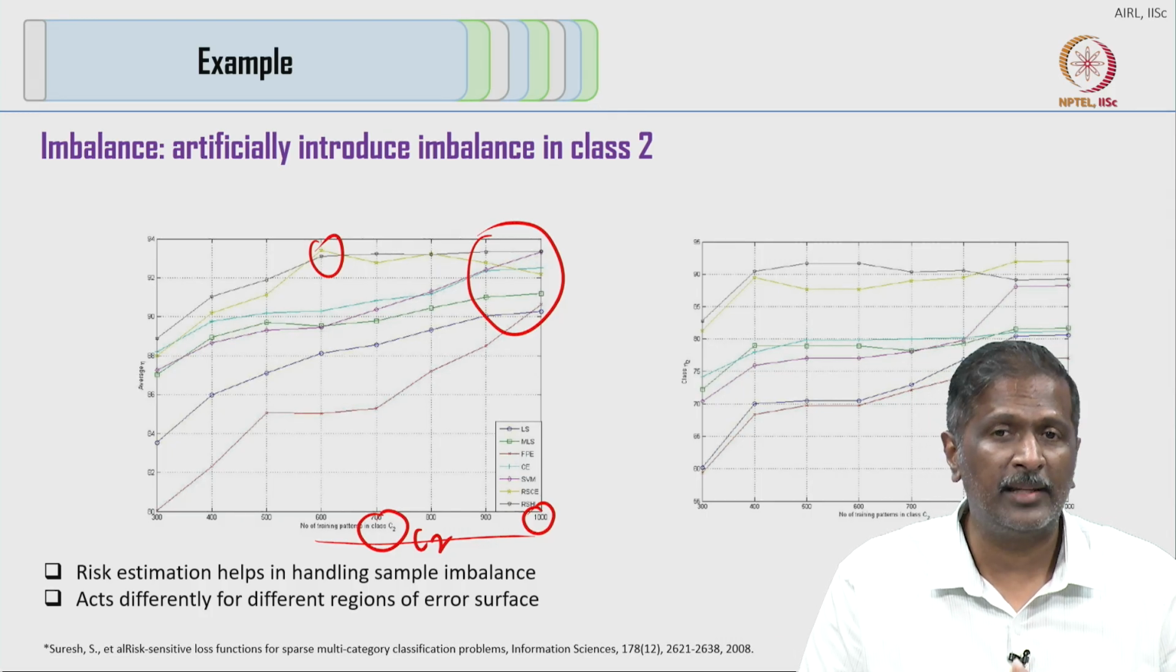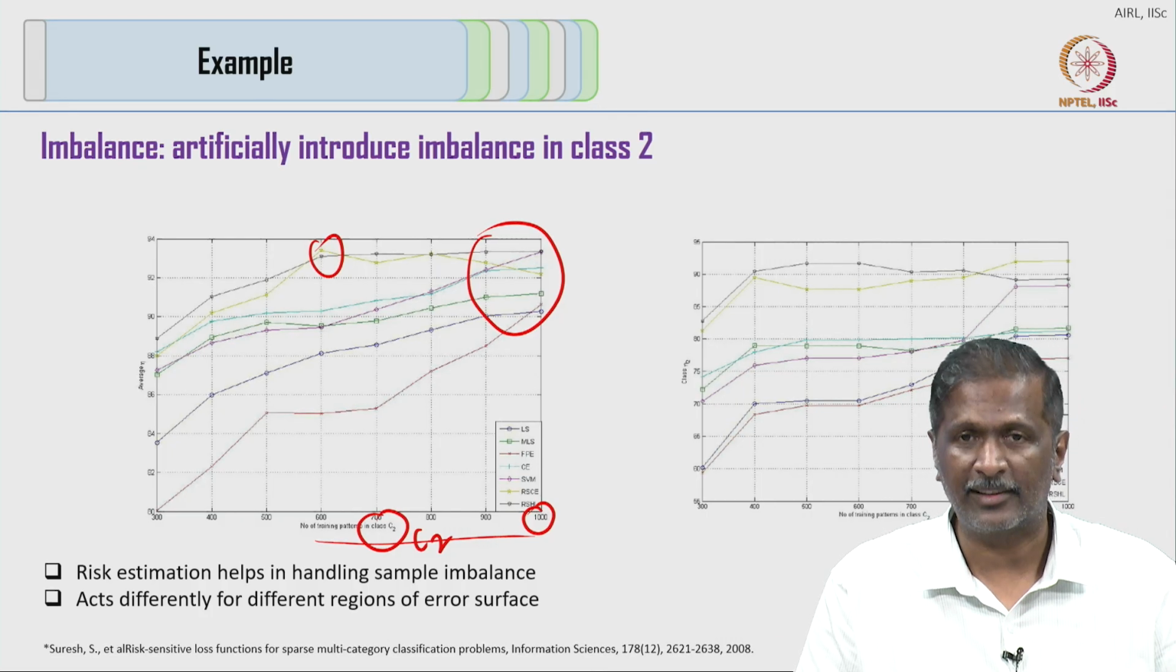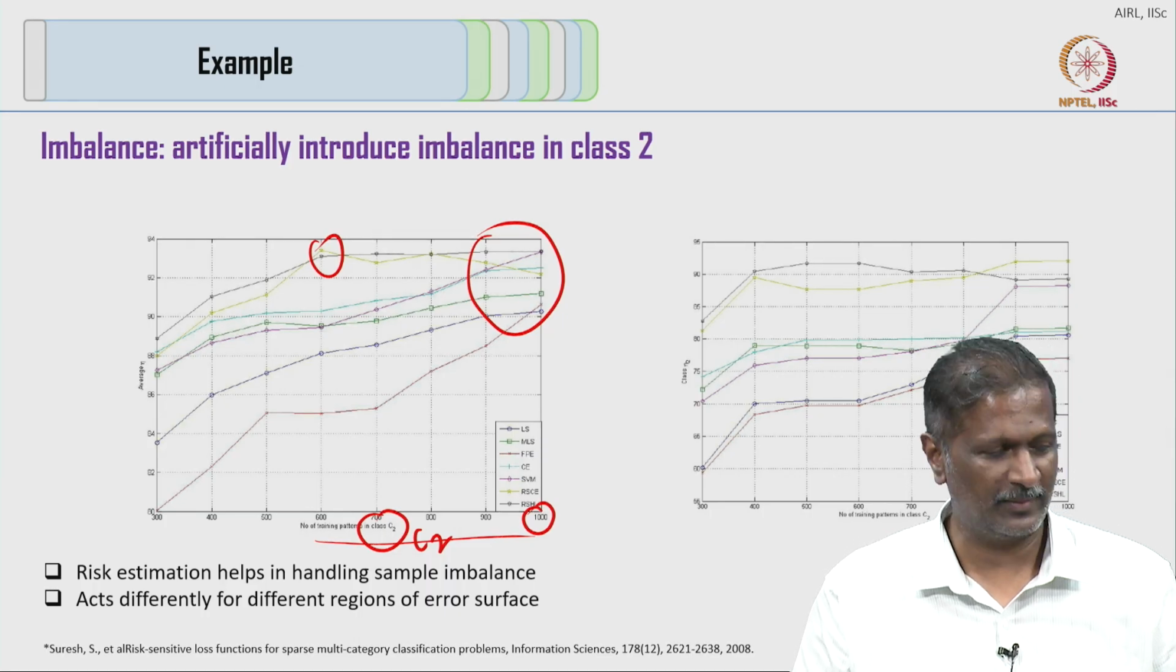So sample imbalance is also going to be a big factor. In real world data, we cannot guarantee any of this. That's a message I wanted to pass on.